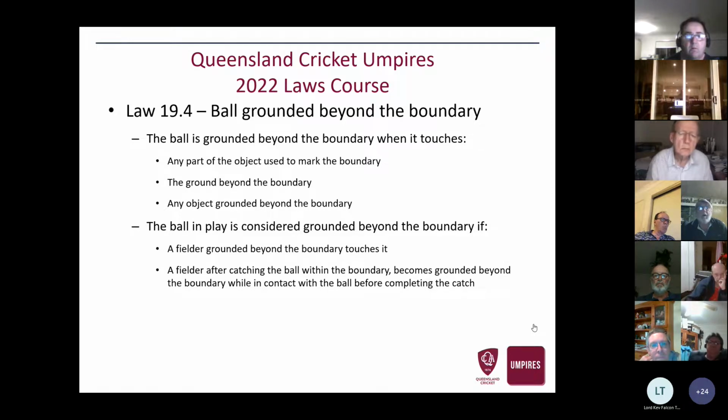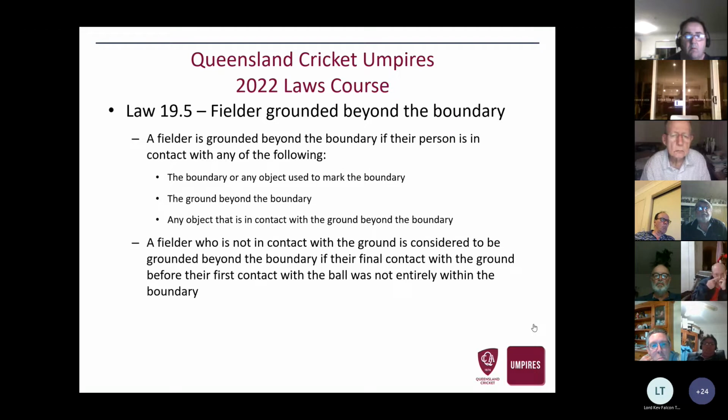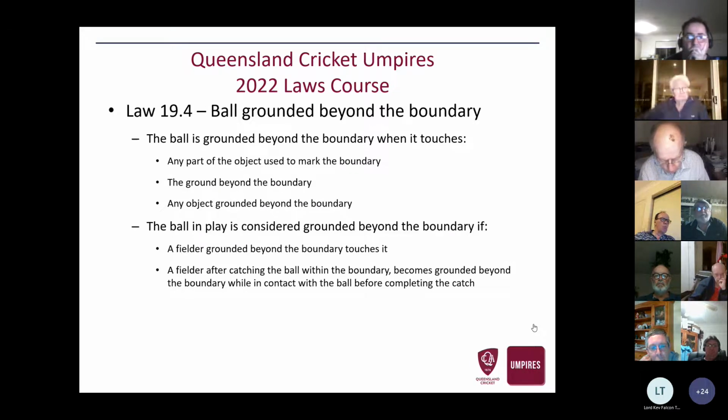Ball grounded beyond the boundary. So 19.4 and 19.5: 19.5 talks to the fielder being grounded beyond the boundary, and 19.4 speaks specifically to the ball.